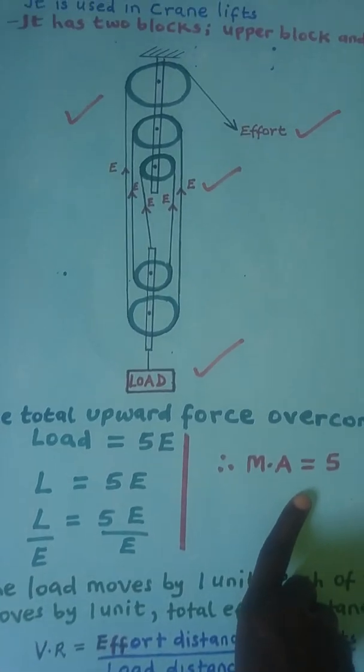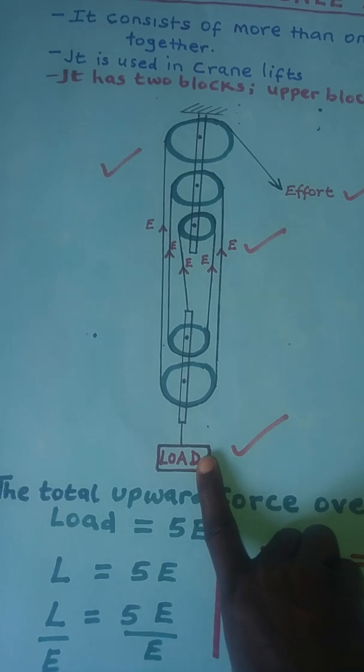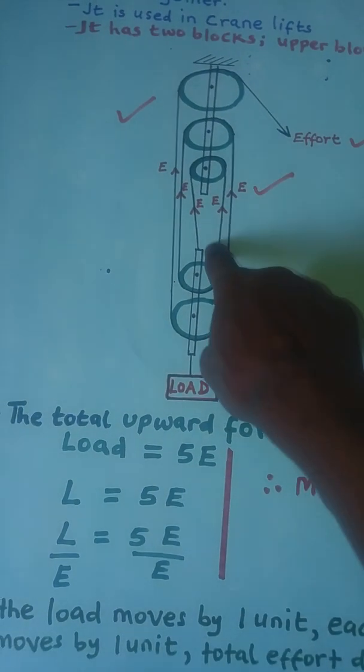Now, what about the velocity ratio? We said if this load moves down by 1 centimeter, what will happen to the E's?